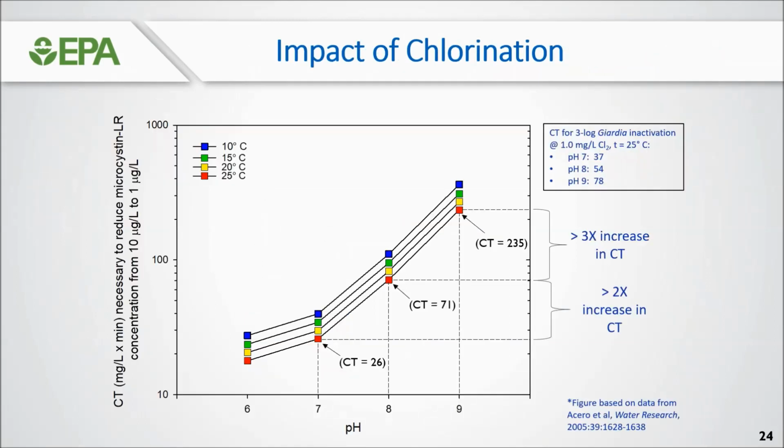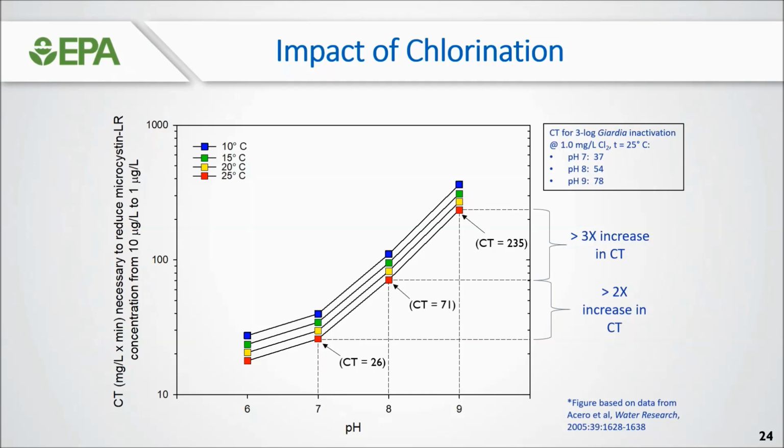Here's a plot of CT, which is the concentration of chlorine versus the time of contact. This is a standard way of looking at the reaction for disinfection oftentimes, but it comes in handy this way too, because you want a high concentration of chlorine that reacts for a long period of time. This plot shows that at higher pHs, you're going to need a lot more chlorine or a lot more contact time to reduce the concentration, in this case from 10 micrograms per liter to 1 microgram per liter of microcystin-LR.